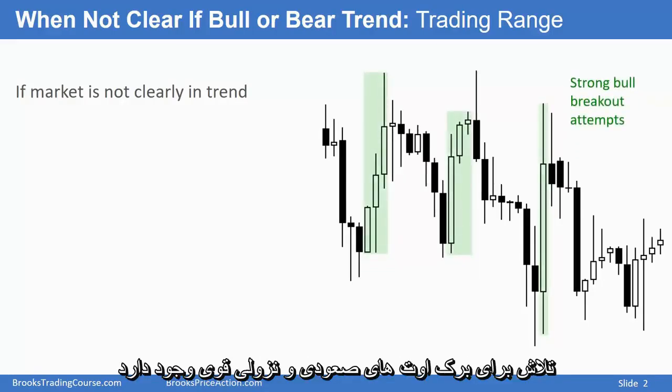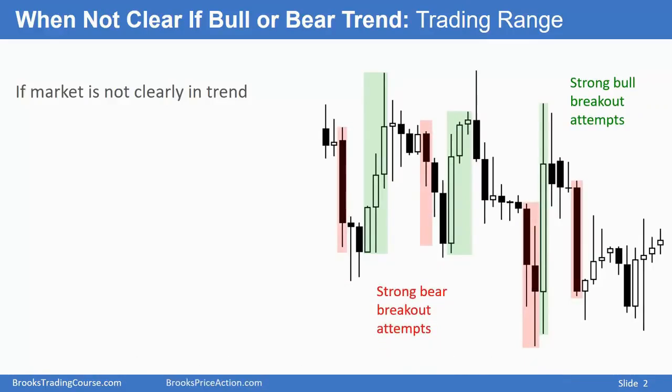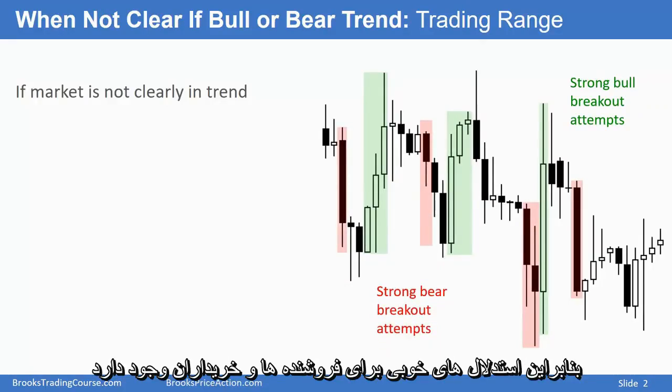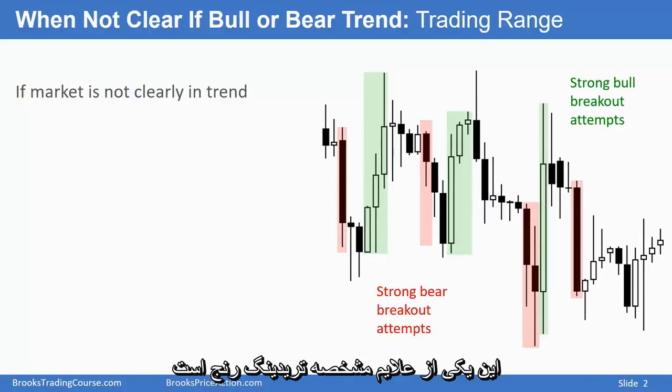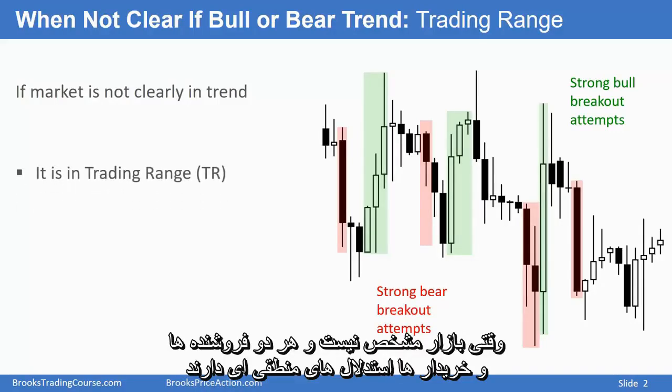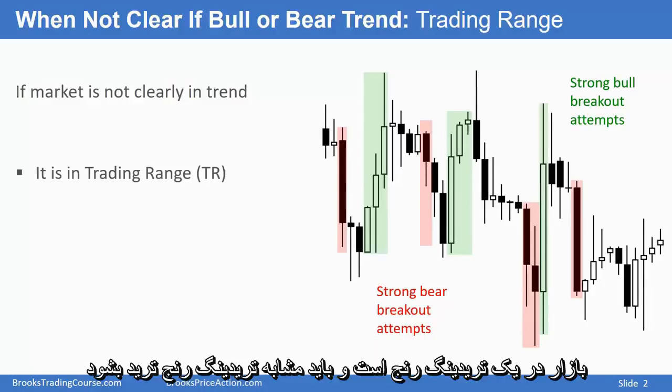It's making strong bull breakout attempts and strong bear breakout attempts, so there are good arguments for the bulls and for the bears. That's one of the hallmarks of a trading range. Whenever the market is not clear and both the bulls and the bears have reasonable arguments, the market is in a trading range, and you have to trade it like a trading range.